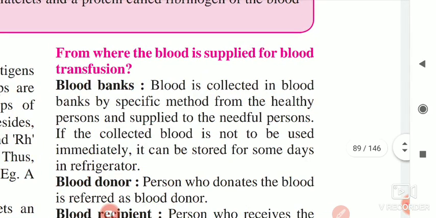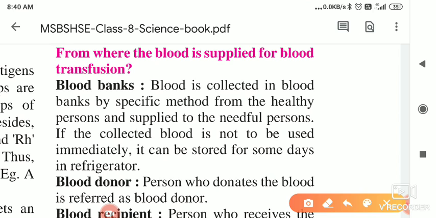From where is the blood supplied for blood transfusion? What is the question? From where is the blood supplied for blood transfusion? Where does the blood come from? The blood banks are there, and blood donors are there. They donate the blood, and that blood is used in conditions like diseases or accidents. Then this blood is used.